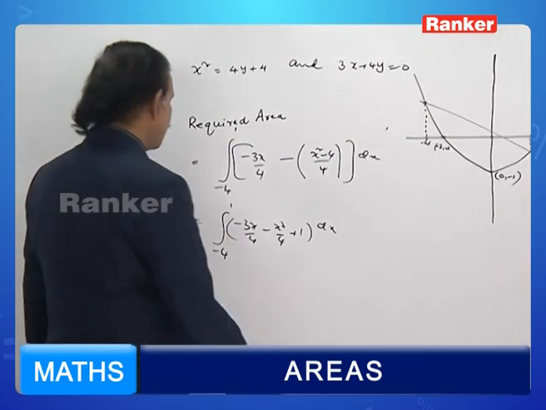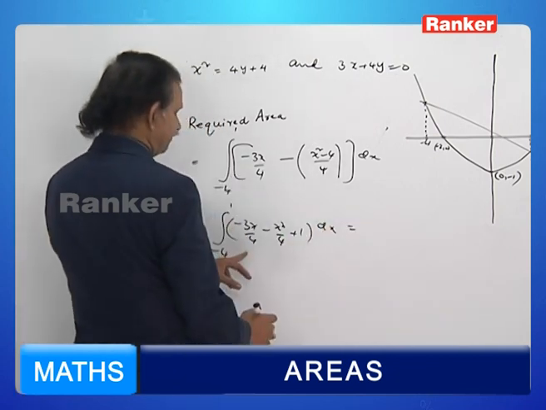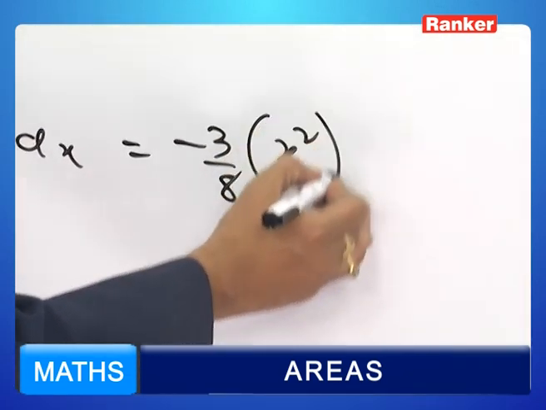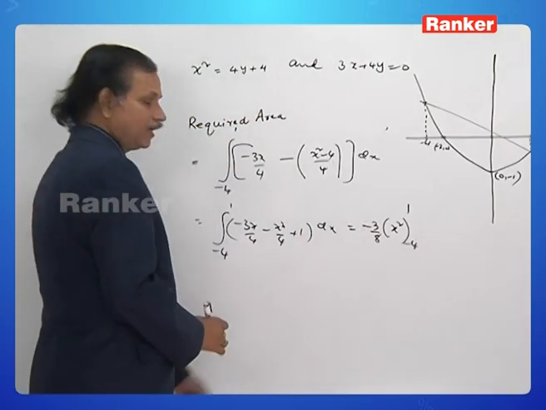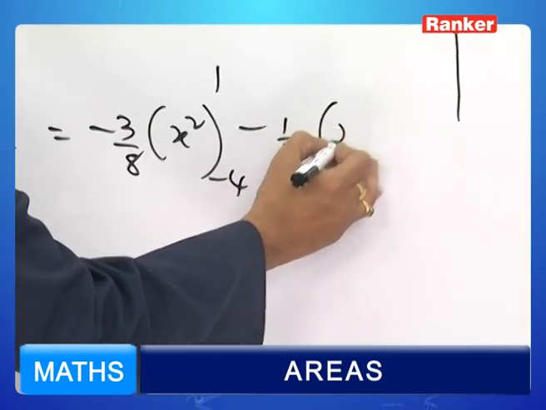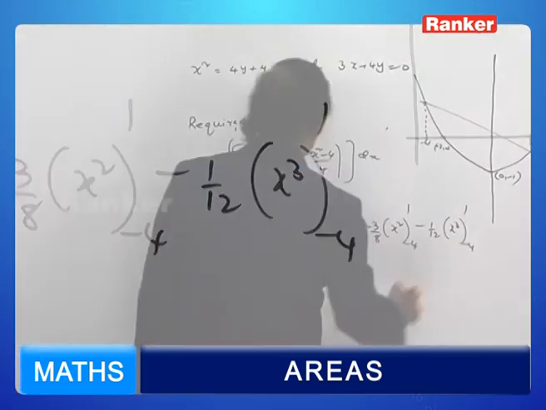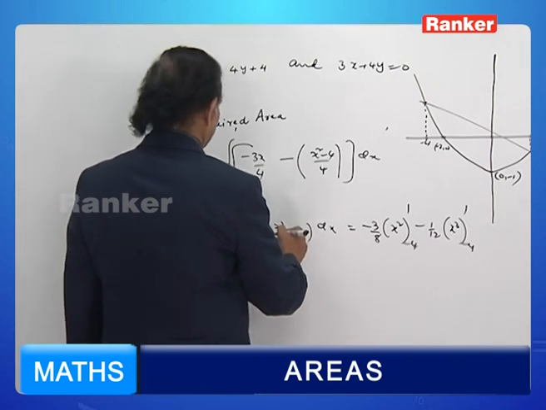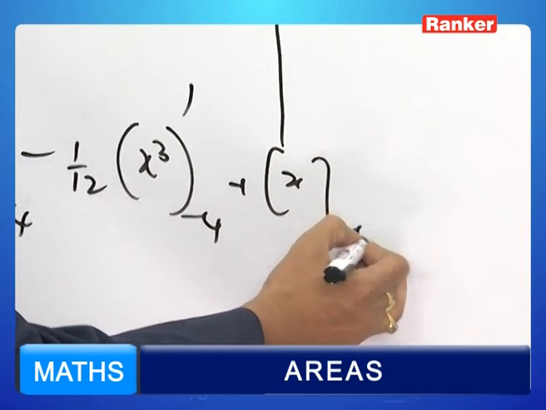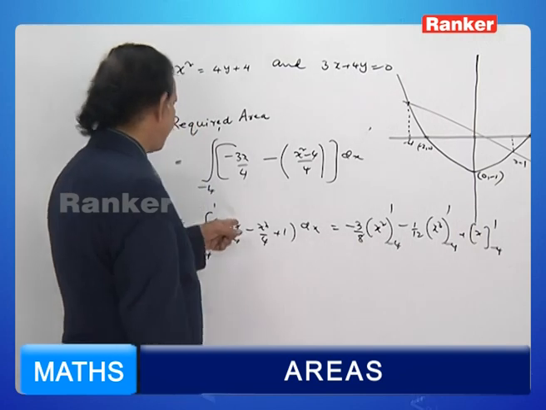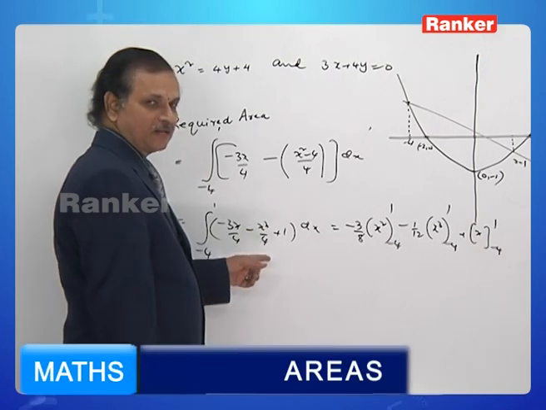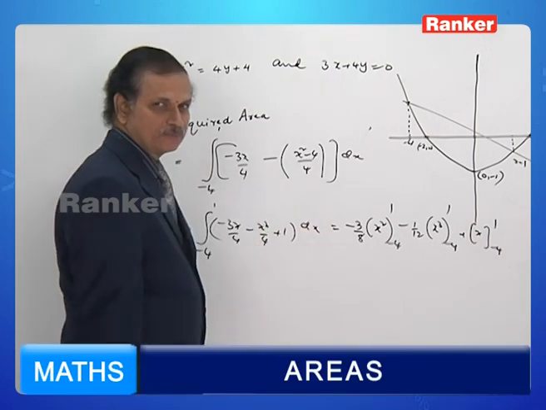Am I right? Okay, then this is -3/4 times x²/2, that is -3/8 x², minus 1/4 times x³/3, altogether -1/12 x³, plus x, between the limits -4 and 1.